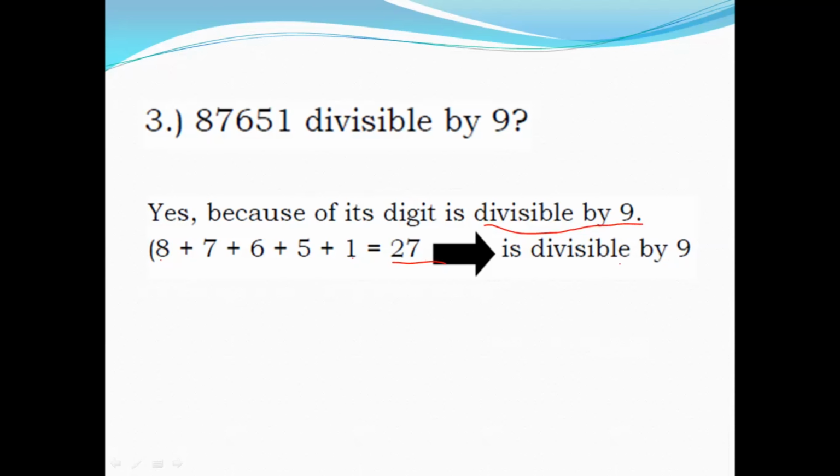27 is a multiple of 9. Bakit? When we skip count, diba 9, 18, and 27. So this is divisible by 9. Nadi-divide sa 27 by 9. So 87,651 is divisible by 9.